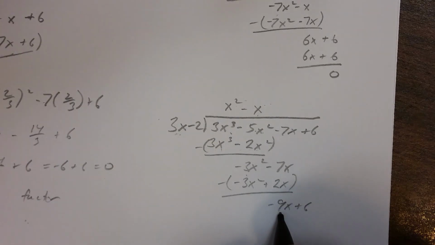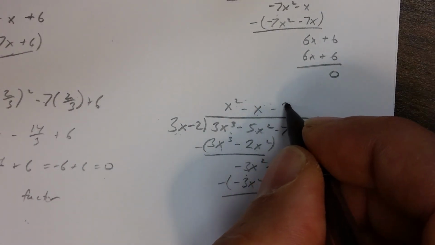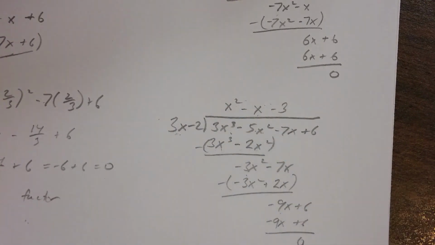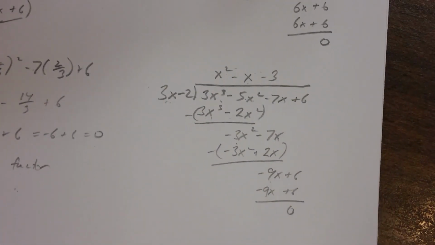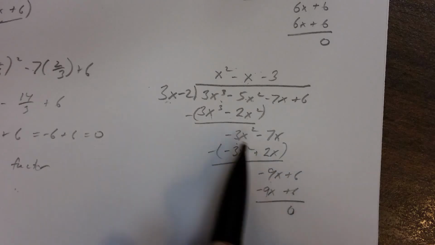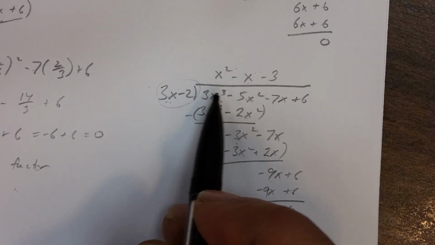3x goes into minus 9x exactly minus 3 times. So minus 3 times 3x is minus 9x. Minus 3 times minus 2 is plus 6. The remainder is 0, as we knew it was going to be. The remainder had to be 0. So that tells us that we can factor q of x as the product of that and this.